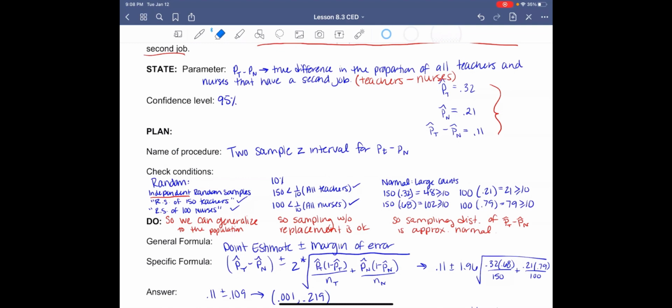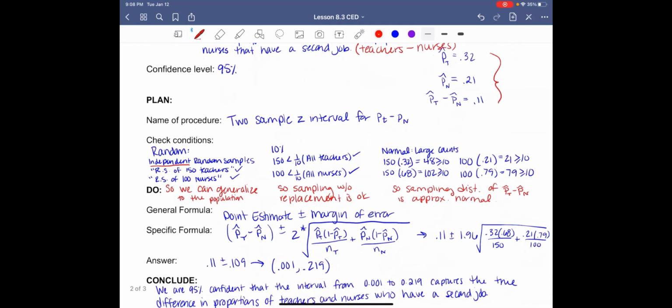So some things I want to make sure you have on your conditions. For the random condition, you want to make sure that you have that this is independent random samples. You cannot just say random sample. For one, it's got to be plural. You have 2 different samples. I wrote them directly from the problem, so a random sample of 150 teachers and a random sample of 100 nurses. But then also you have to make sure you have somewhere that they are independent. 10% condition, I checked that 2 times for each sample. And then my large counts, I've checked for both the teachers and the nurses. All successes and failures are greater than or equal to 10.